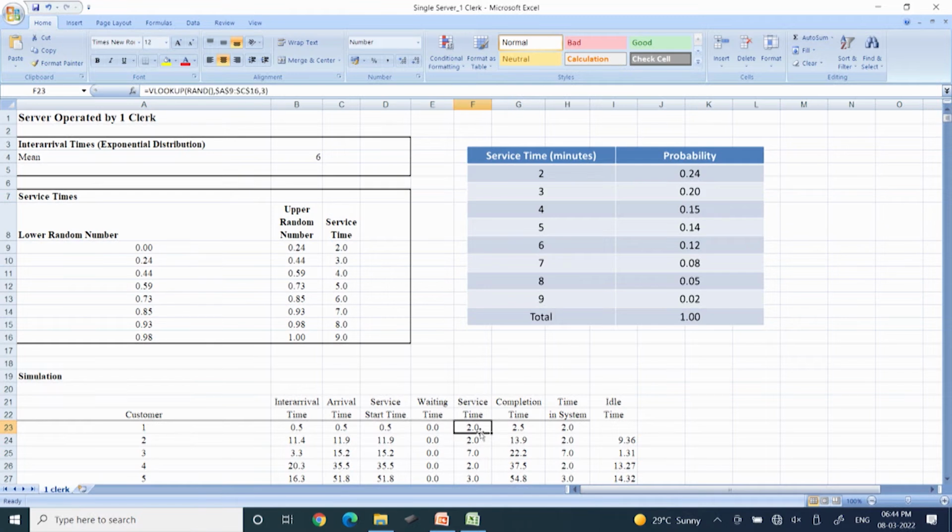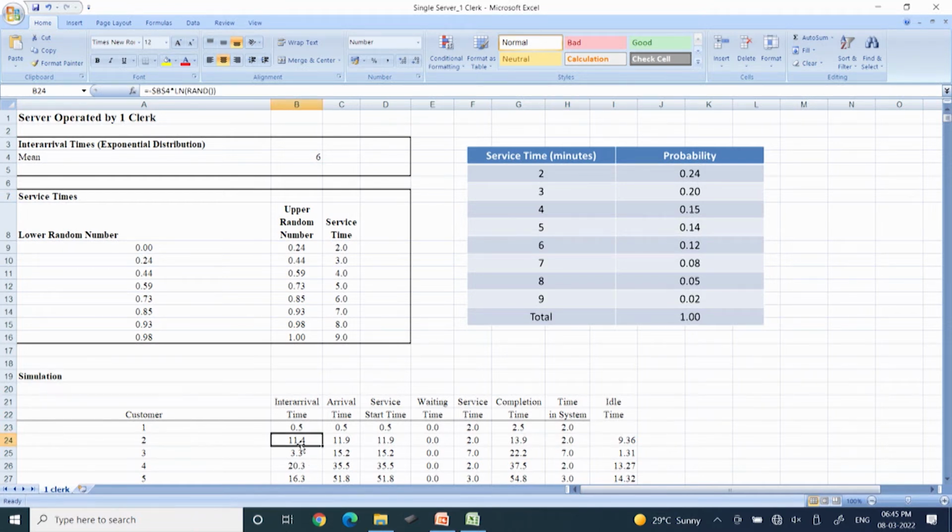Then for the service time, you see that I have used the VLOOKUP function. VLOOKUP, then rand, and I have selected A9 to C16. What is A9? A9 is where the lower random number starts. What is C16? It is where the service time for the last value is given, that is C16 is 9.0. The VLOOKUP standard function is rand, then the range, comma 3. Why have I given 3? Because the value will be picked from the third column. The service time is also generated for 1000 customers. Then the completion time is service start time plus service time. The time in system is completion time minus arrival time.